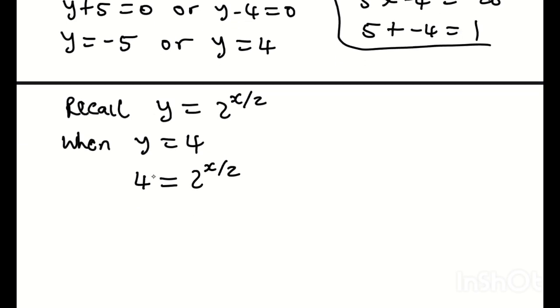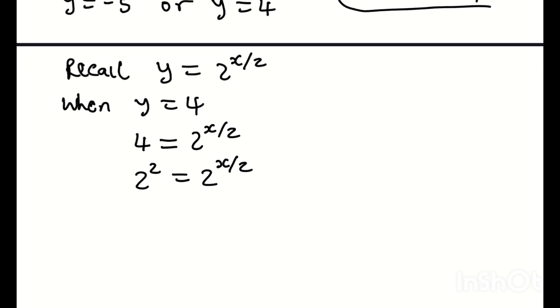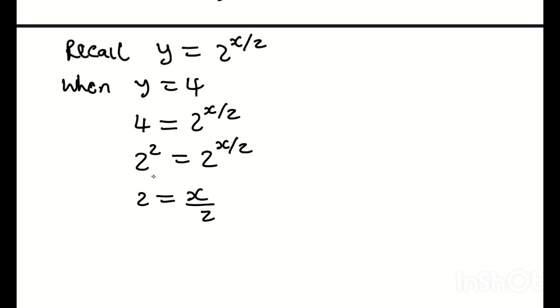Now look at 4. Can I write 4 as a power of 2? Yes, I can. So that's 2 raised to the power of 2, which is 4. I had to do this because I want them to have a common base of 2. So look at the exponent. Let's equate the exponent. 2 is equal to x over 2, because the bases are the same. So now if you cross multiply, 2 times 2 is 4. So the value of x here is 4.